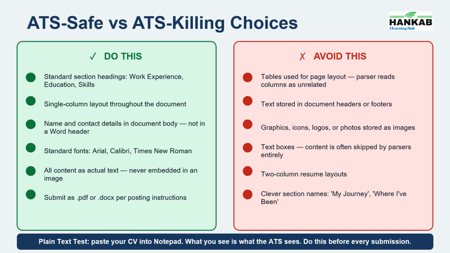Use a single column layout. A 2-column resume might look elegant to a human reader. To an ATS parser reading left to right in a linear sequence, the content in your left and right columns gets merged together into nonsense.